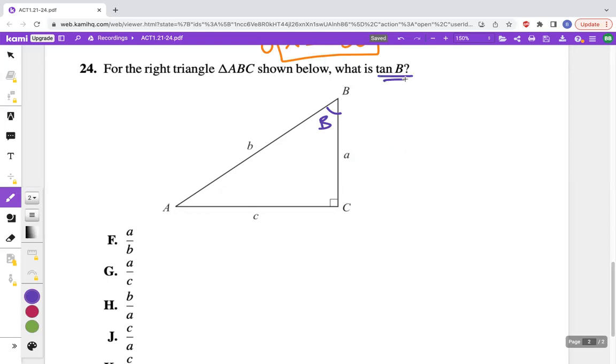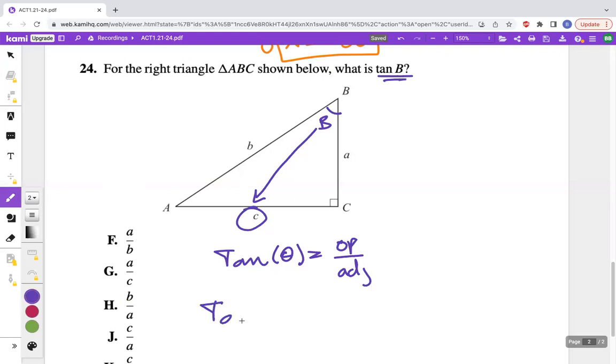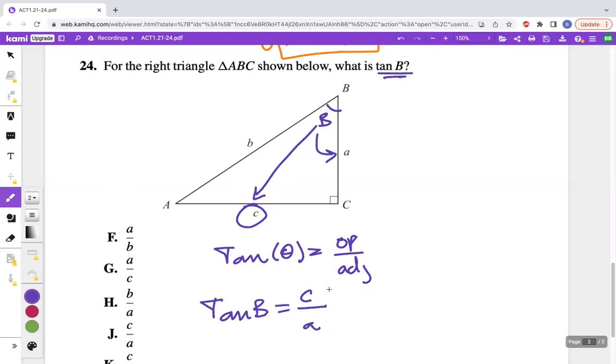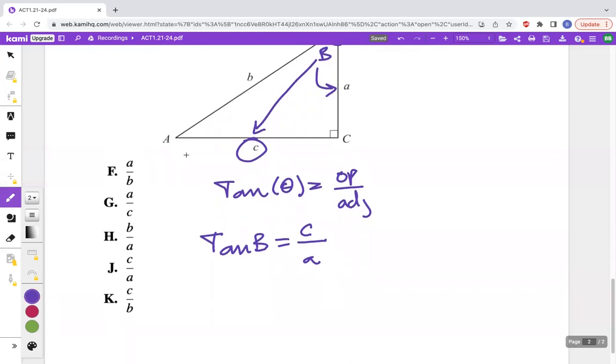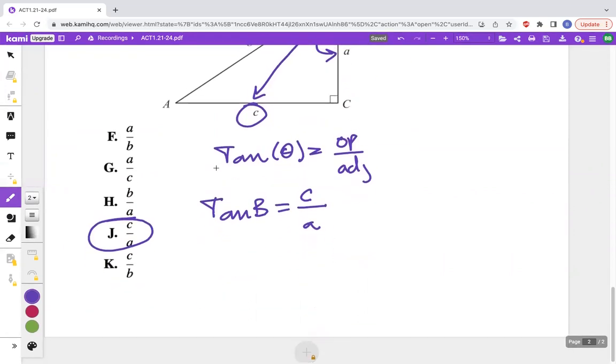However you remember it, you need to remember that tangent of an angle is the opposite side over the adjacent side. Here we're looking at B, the opposite side is going to be C. So tangent of B is going to be C over the adjacent side, A. So we're going to look for that. Tan of B is equal to, here it is, C over A. And, oh my gosh, we're already done.